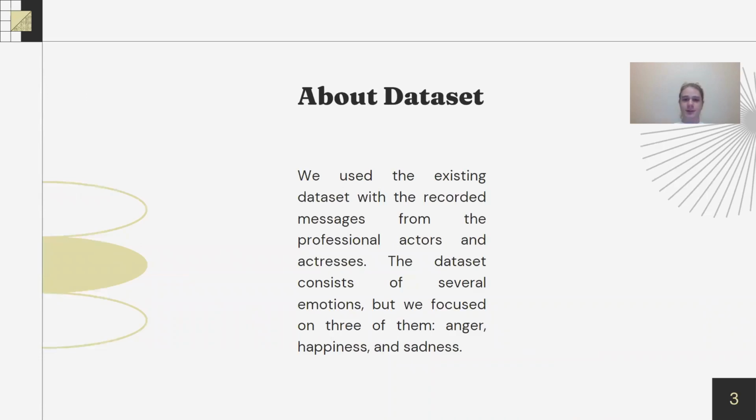So about the dataset. We use a dataset with existing recorded messages from different people, men and women. Basically, the dataset consists of several emotions, but we focus on the main three: anger, happiness, and sadness.